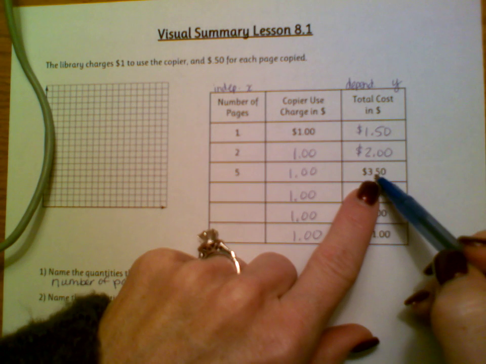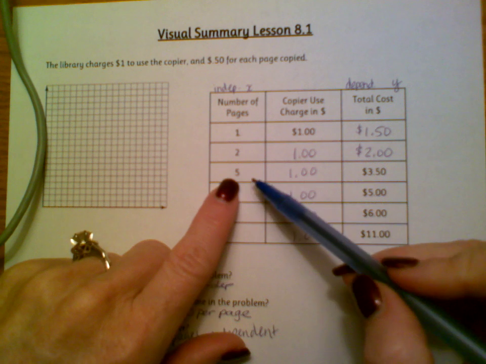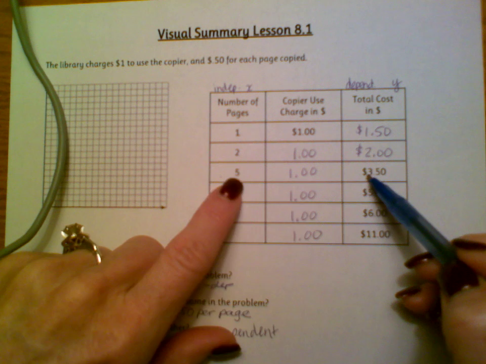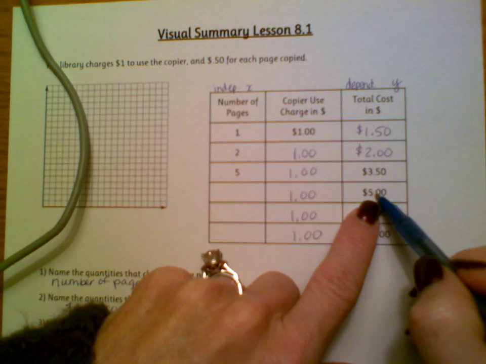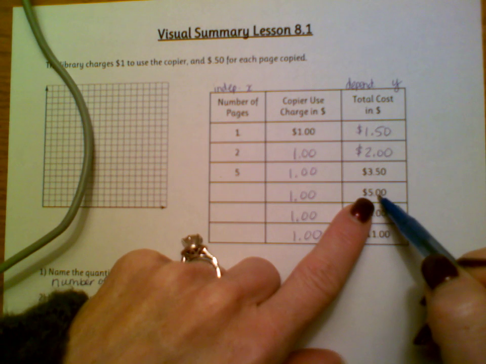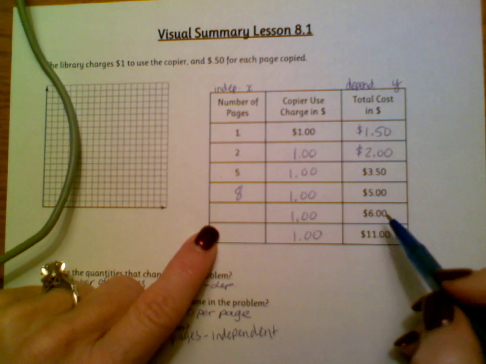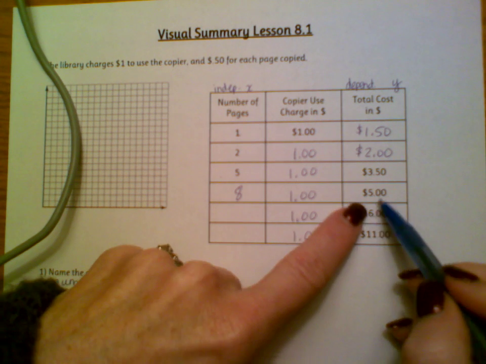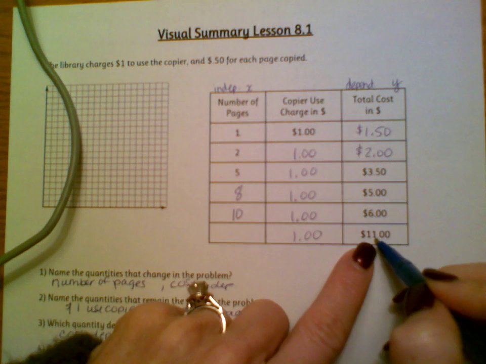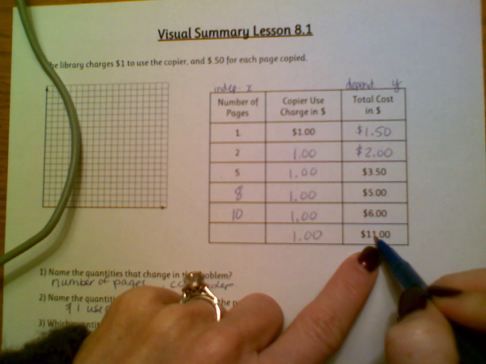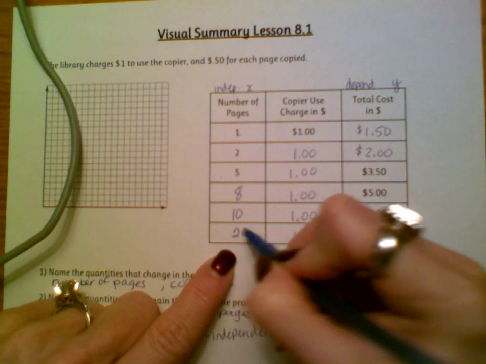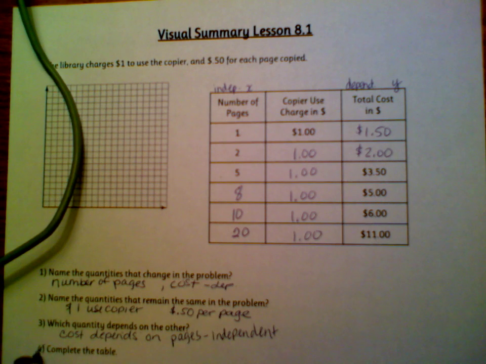So here, if the total was $3.50, let's make sure that makes sense. $1 of it would come off, so that would leave me with $2.50, which would be 5 pages. Here it's $5, that means 4 of the dollars were on pages, and if each page is 50 cents, I would have had to have copied 8. And then this is only 2 additional pages, so this must be 10 because it's just another $1. And here, one of the dollars is to use the copier, so that means $10 is for pages. So that means I would have had 20 pages. So we just completed the table.